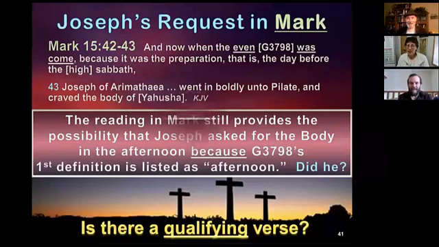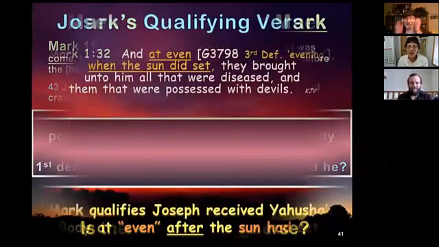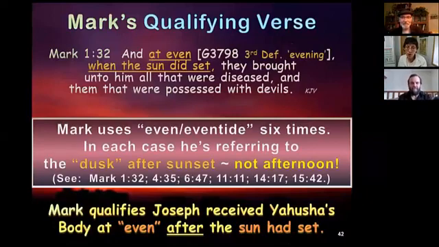I will change the slide to number 42, where we have Mark giving clarification in his very first chapter. It is not at the last chapter, it's in the very beginning. And you can see in this middle box here, in Mark chapter 1, chapter 4, chapter 6, chapter 11, chapter 14, and chapter 15. And in case you don't know, Mark only has 16 chapters. He has got this idea of the even, meaning after the sun has set, all through his book. Mark has done this for you. If you're not paying attention, you won't see it.